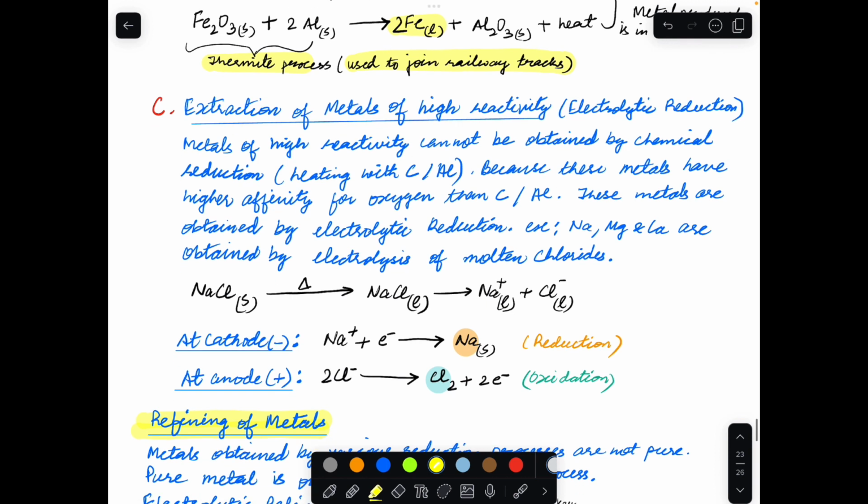Now the third category, that is extraction of metals of high reactivity.